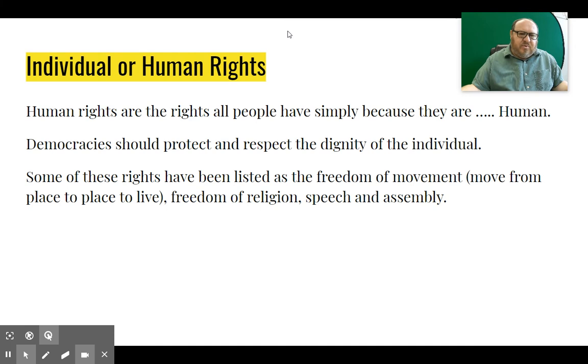Your right to freedom of the press and your right to bear arms are part of individual freedoms, not always, though, human rights.